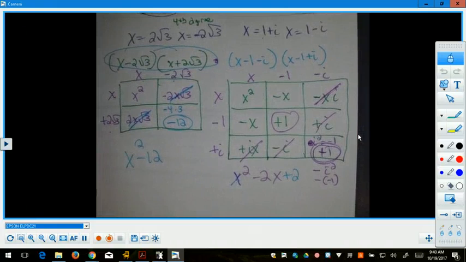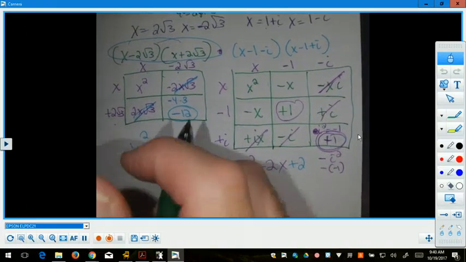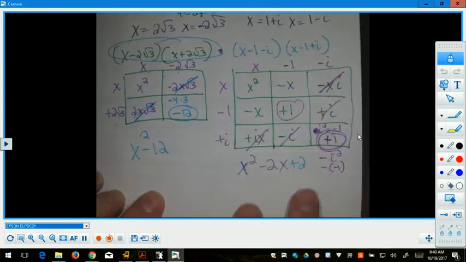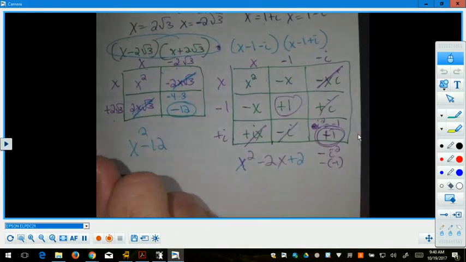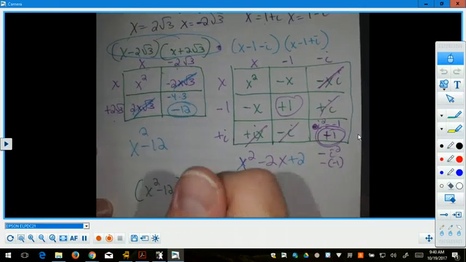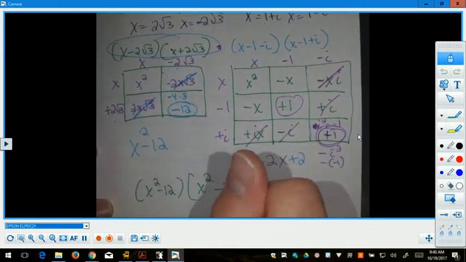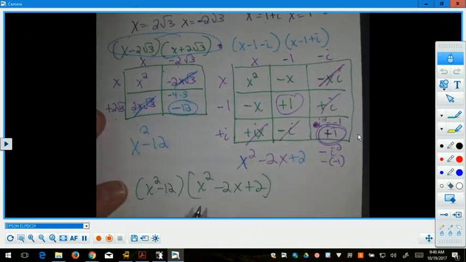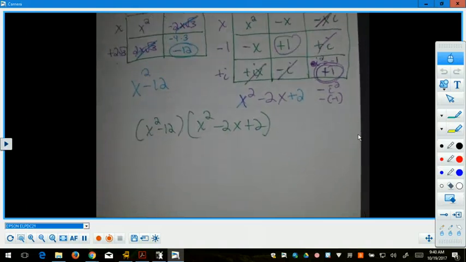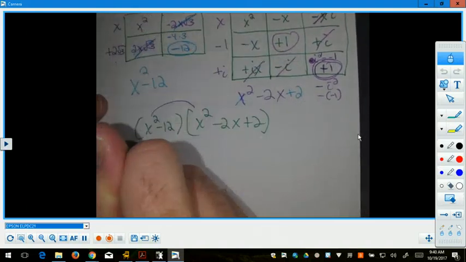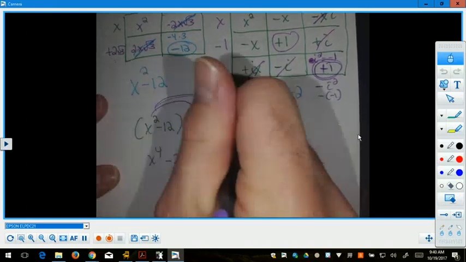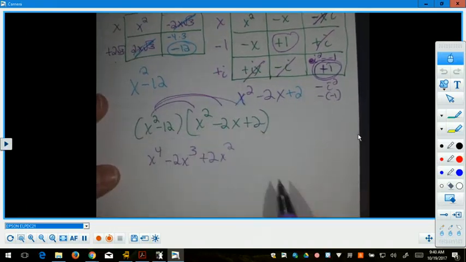Any questions on what we did so far? But wait, there's more, because we were supposed to multiply all 4 factors together. Right now I just did those irrational and these complex. So now I have to do x squared minus 12 times x squared minus 2x plus 2. I don't mind distributing this so much unless it's 2 trinomials, so I'm just going to go with distribution. If you like box method, you can use that too. So this gives me x to the 4th minus 2x cubed plus 2x squared.